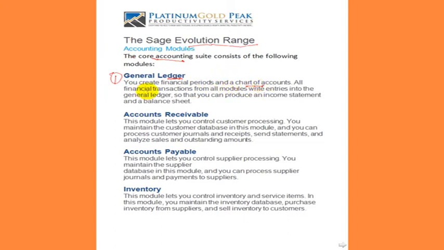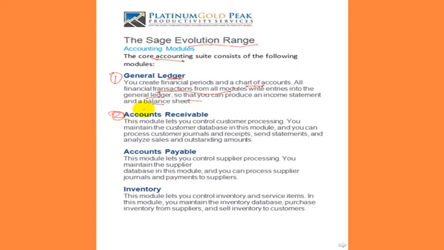All financial transactions from all modules write entries into the general ledger, so that you can produce an income statement and a balance sheet or statement of financial position. So that is the first core module in Sage Pastel Evolution.